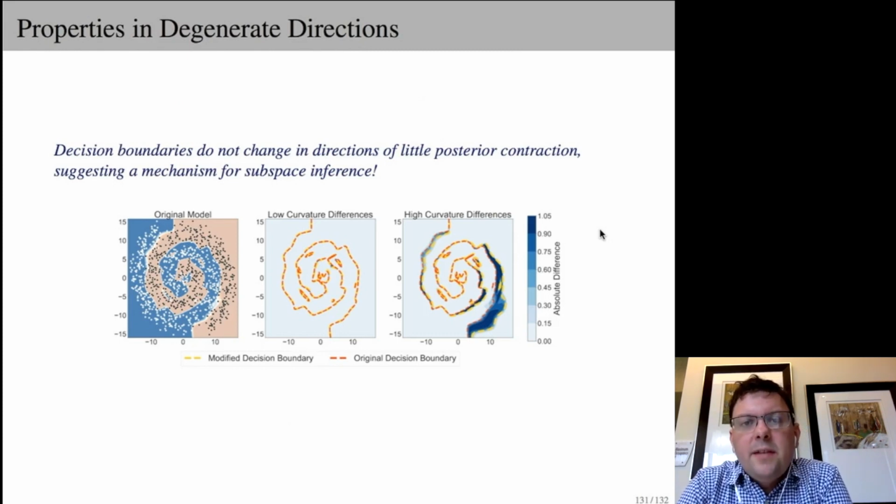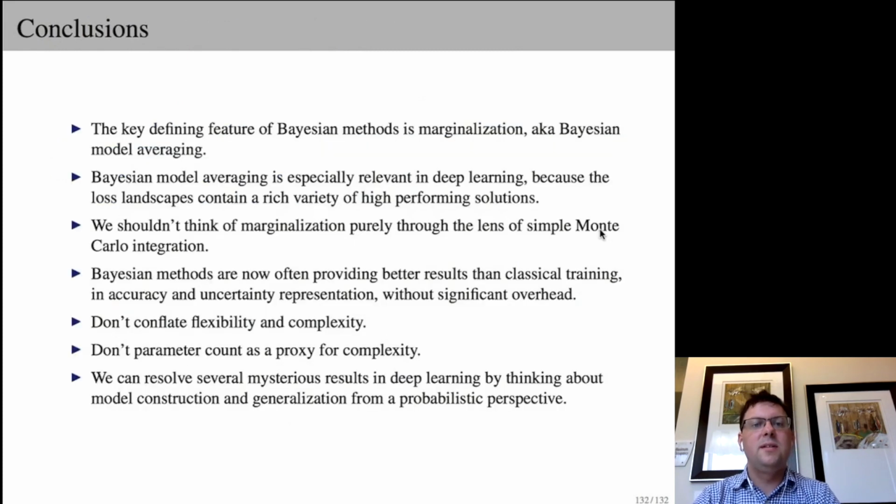We can also look at the properties in function space as we move in directions given by eigenvectors of the Hessian with the smallest eigenvalues, and show that the decision boundaries are essentially unchanged, that we get a lot of functional homogeneity. And this provides a mechanism for why things like subspace inference, discussed in part 3 of the talk, work so well, why we can have a model with tens of millions of parameters and then basically just do marginalization in a 5-dimensional subspace and see a big difference for that. And so we can really understand things like model compression by looking at these quantities.